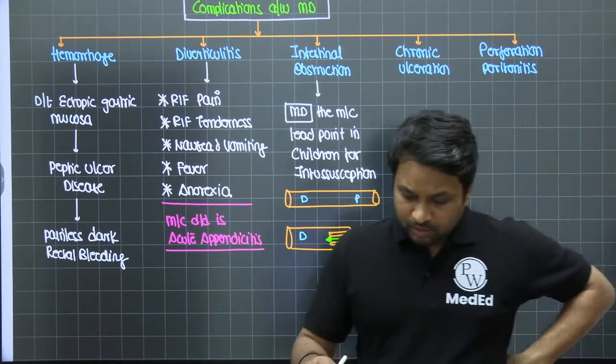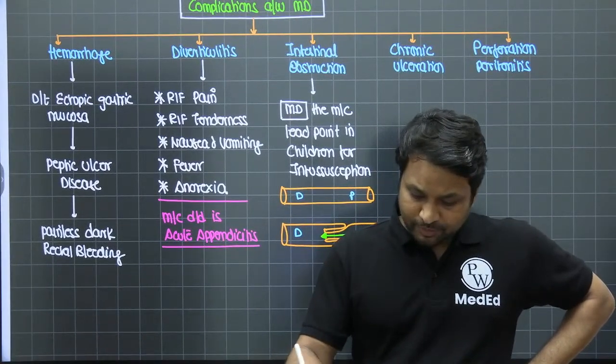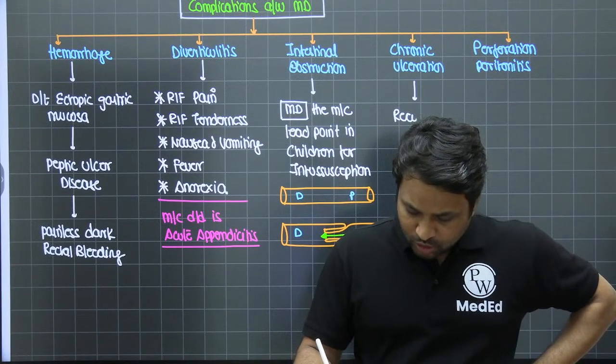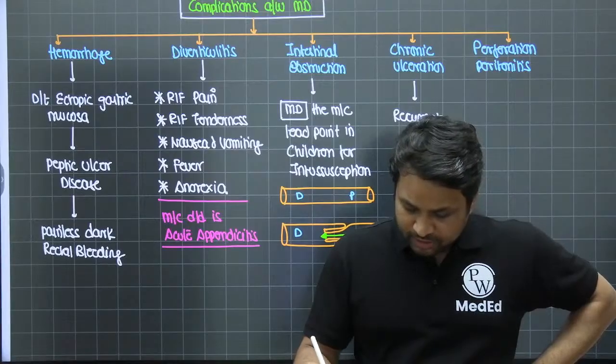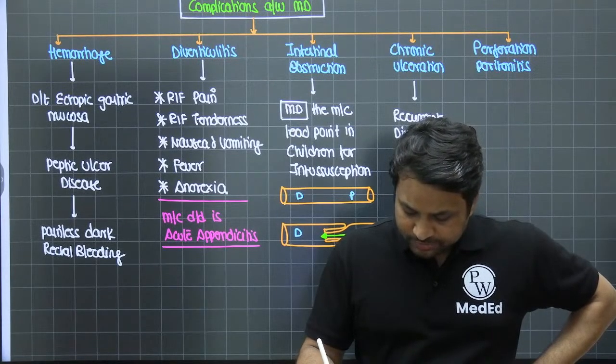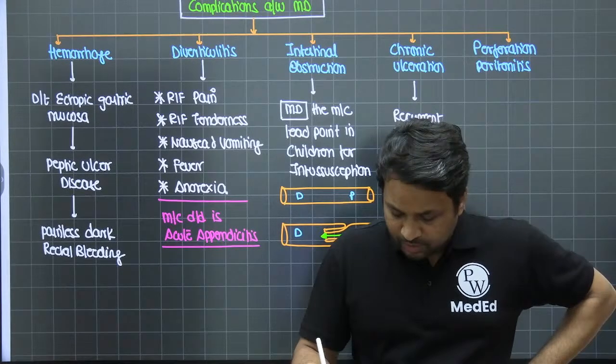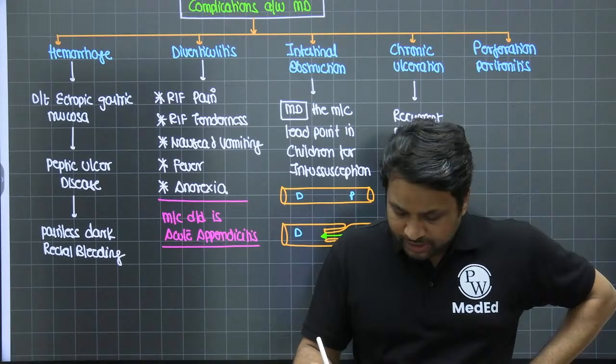Now, chronic ulceration is because of repeated, recurrent diverticulitis, which is untreated. Here the patient complains of recurrent periumbilical pain.